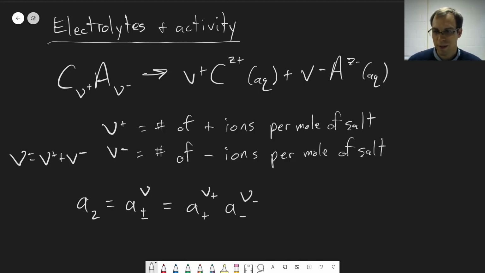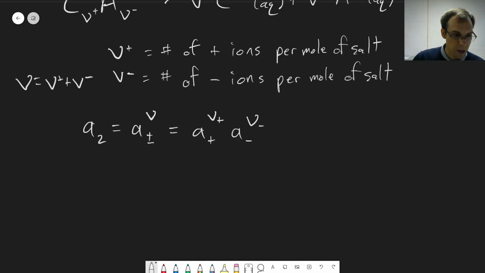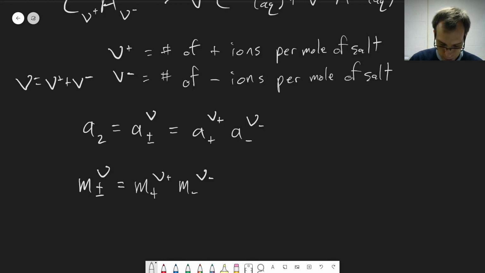Now, obviously, we can't separate these out. So what we find instead is what we call a mean activity coefficient. And we can define these activities in terms of molarity or molality, however we want to do it. So our mean activity coefficient is defined as, mean ionic concentration, m plus minus in terms of molality, but we can also do this in terms of molarity, raised to the nu is equal to m plus raised to the nu plus, m minus raised to the nu minus.